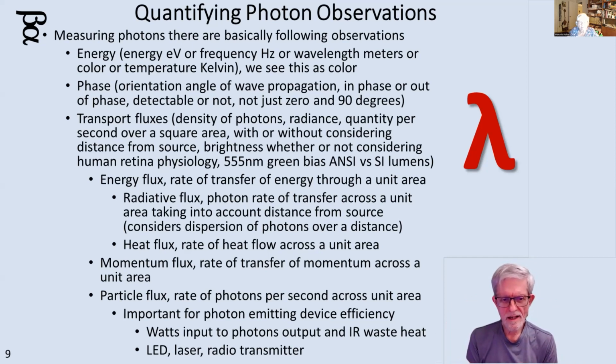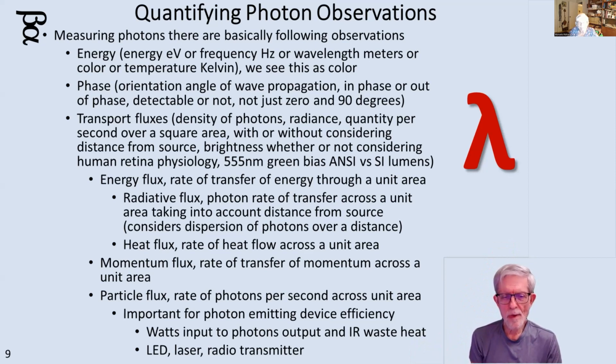So the amount of photons, the density of them, flux density, as the saying goes, although not flux capacitance, that's something different, or the radiance or the quantity of photons per second over a square area, whether or not you're considering how far away you are from it, and whether or not the particular brightness or emission is biased by human retina physiology to, say, 555 nanometers as the bright peak versus just scientific measurement of brightness.